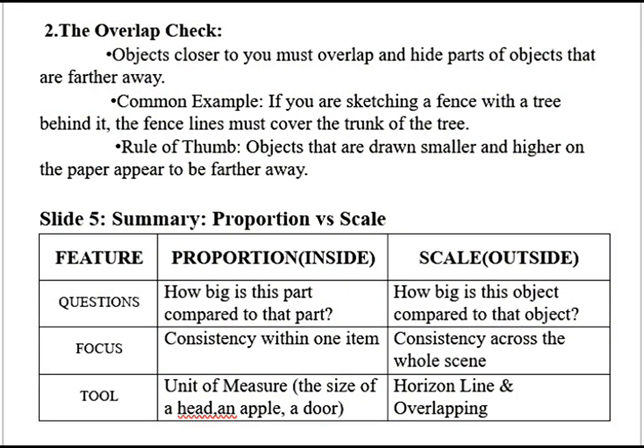Number 2, the overlap check. Objects closer to you must overlap and hide part of objects that are farther away. Common example: if you are sketching a fence with a tree behind it, the fence line must cover the trunk of the tree.